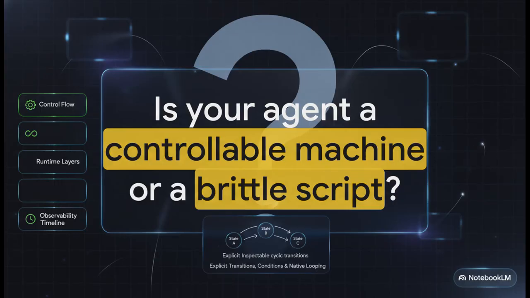So as you sit down to design your next generative AI system, take a really close look at your architecture. If your AI agent lacks explicit, inspectable cyclic transitions, is it truly a controllable state machine? Or is it just a brittle script full of hidden loops waiting to break the second it hits production?